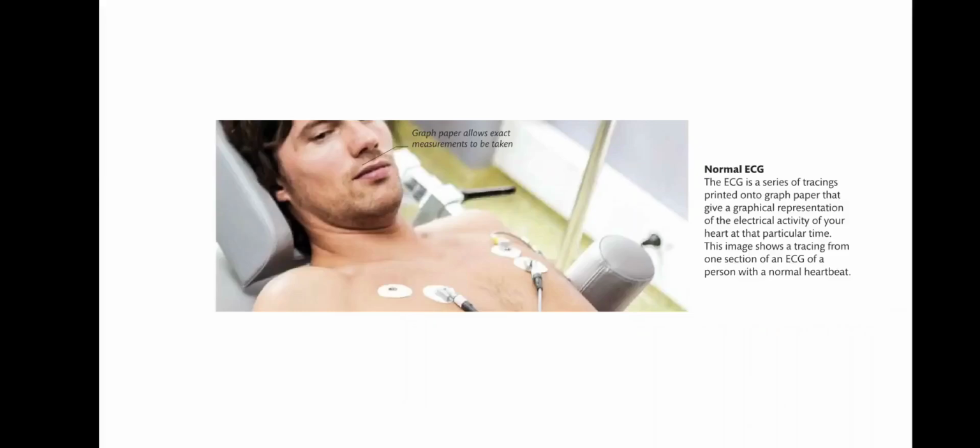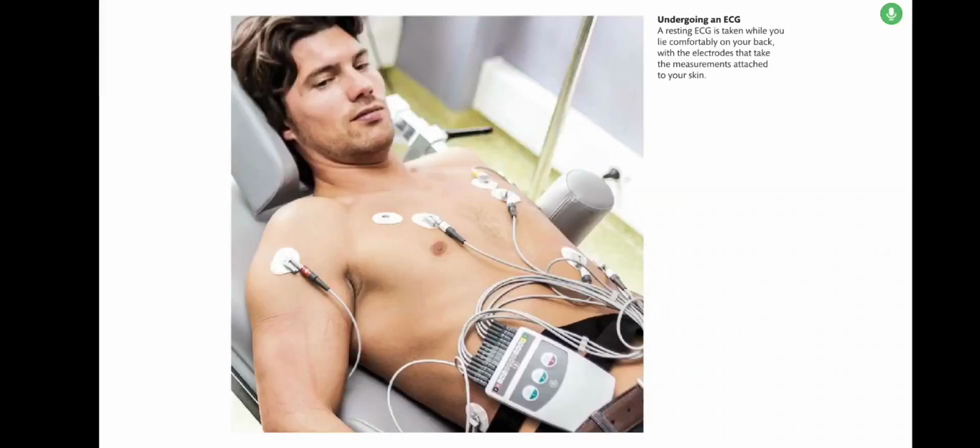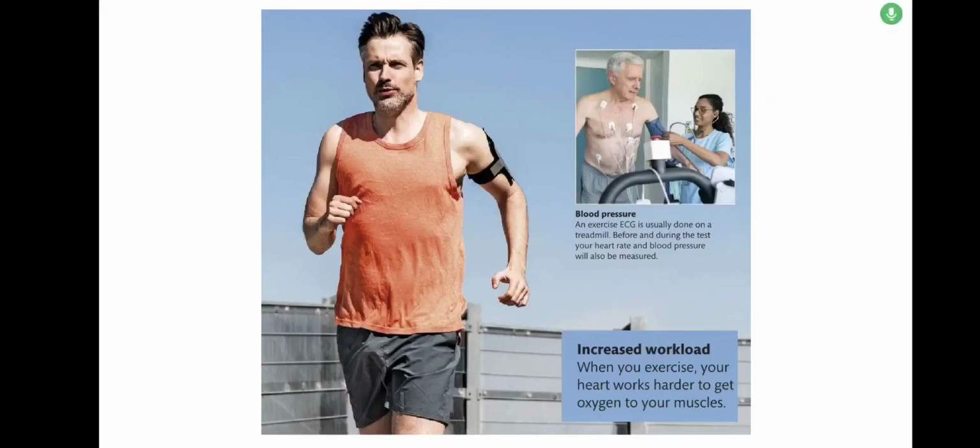The ECG is a series of tracings printed onto graph paper that give a graphical representation of the electrical activity of your heart at that particular time. This image shows a tracing from one section of an ECG of a person with a normal heartbeat. A resting ECG is taken while you lie comfortably on your back with the electrodes that take the measurements attached to your skin. An exercise ECG is usually done on a treadmill. Before and during the test, your heart rate and blood pressure will also be measured.